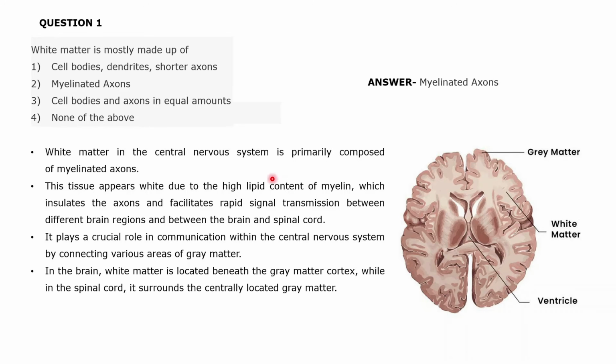White matter in the central nervous system is primarily composed of myelinated axons. You know what myelinated axons are, right? There are two types of axons, myelinated and non-myelinated. In myelinated axons, there is a myelin sheath that covers the axon. If a myelin sheath is not present along the length of the axon, then it is called an unmyelinated axon.